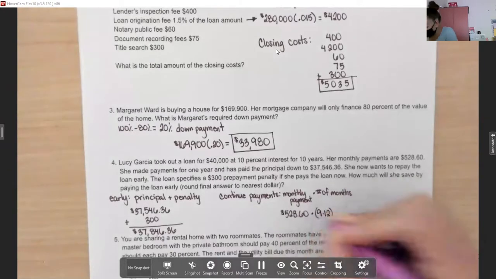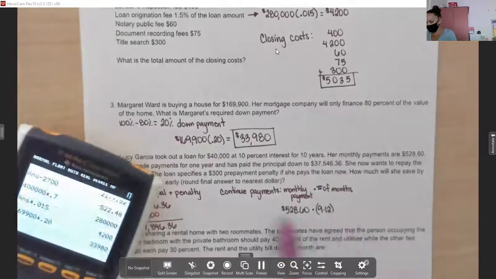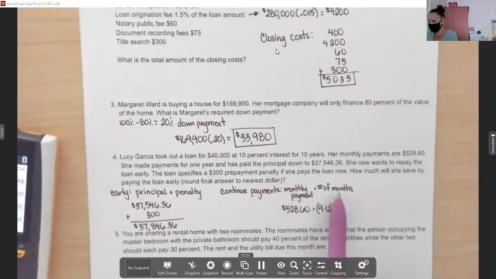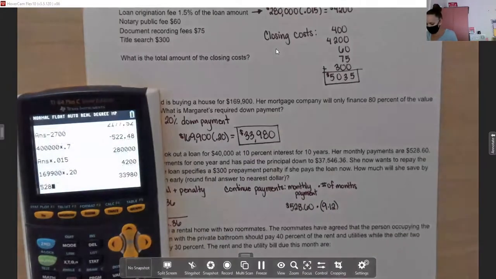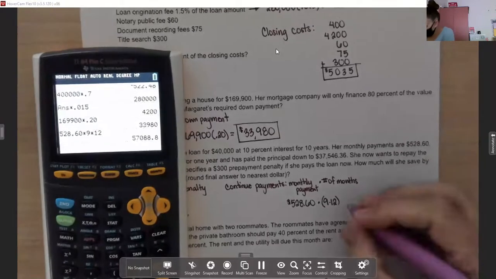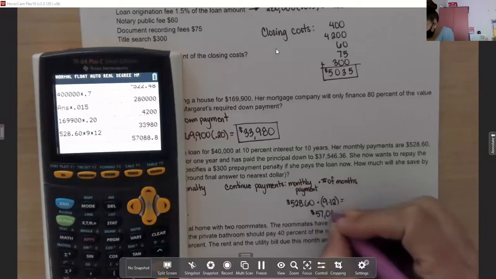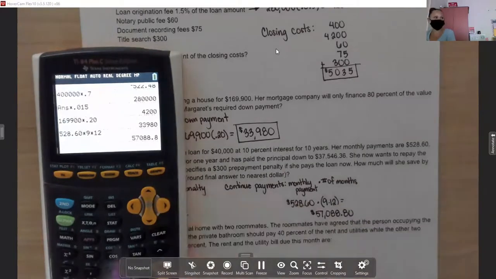This 9 times 12 kind of goes together. It doesn't matter order of operations, what you multiply first. Multiplication order doesn't matter. But again, the number of years and then 12 months per year. Or you could do that off to the side and say, okay, there's 108 months left. It doesn't matter. So 528.60 times 9 times 12 is $57,088.80. Make sure you add the 0 there. Again, it says 0.8.